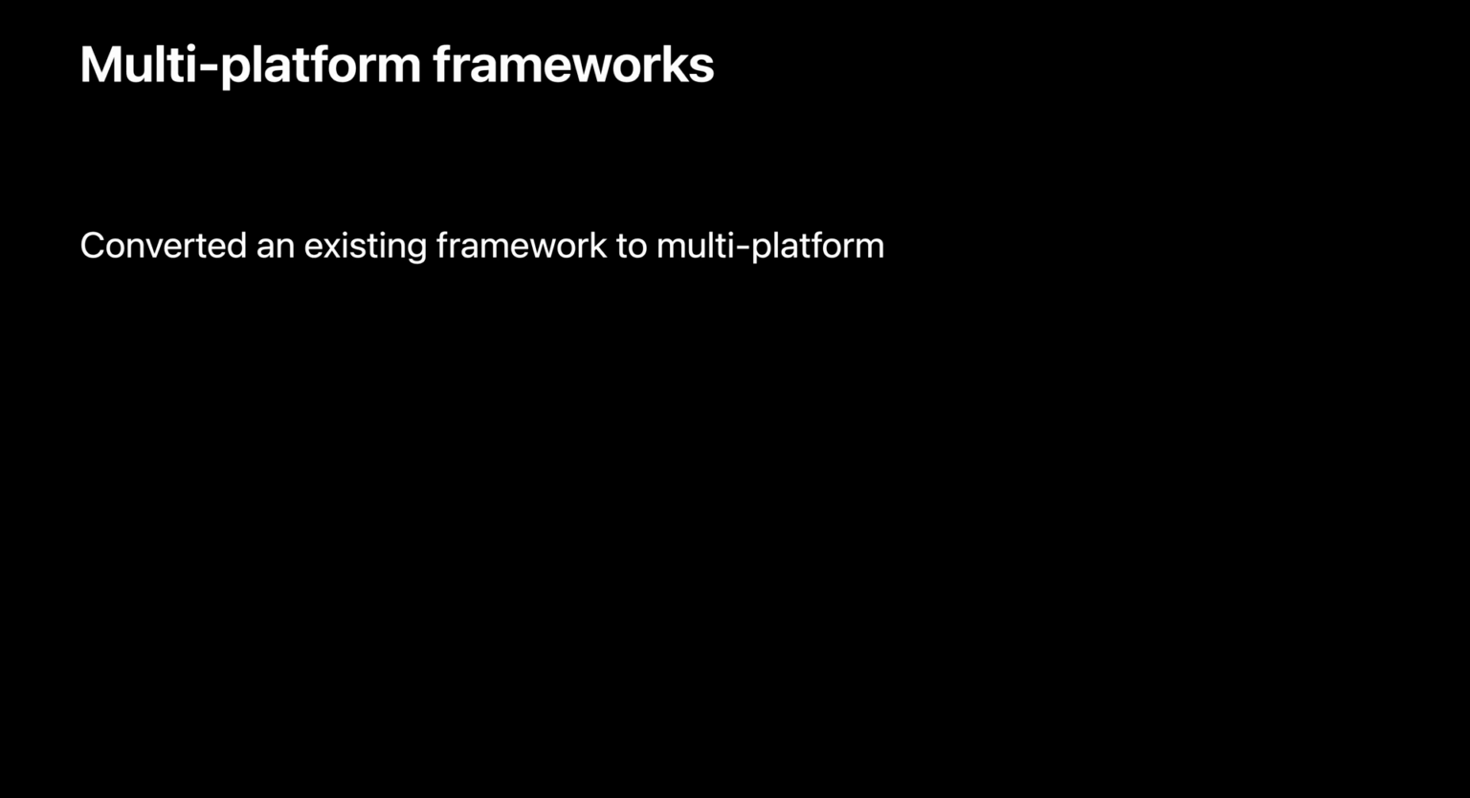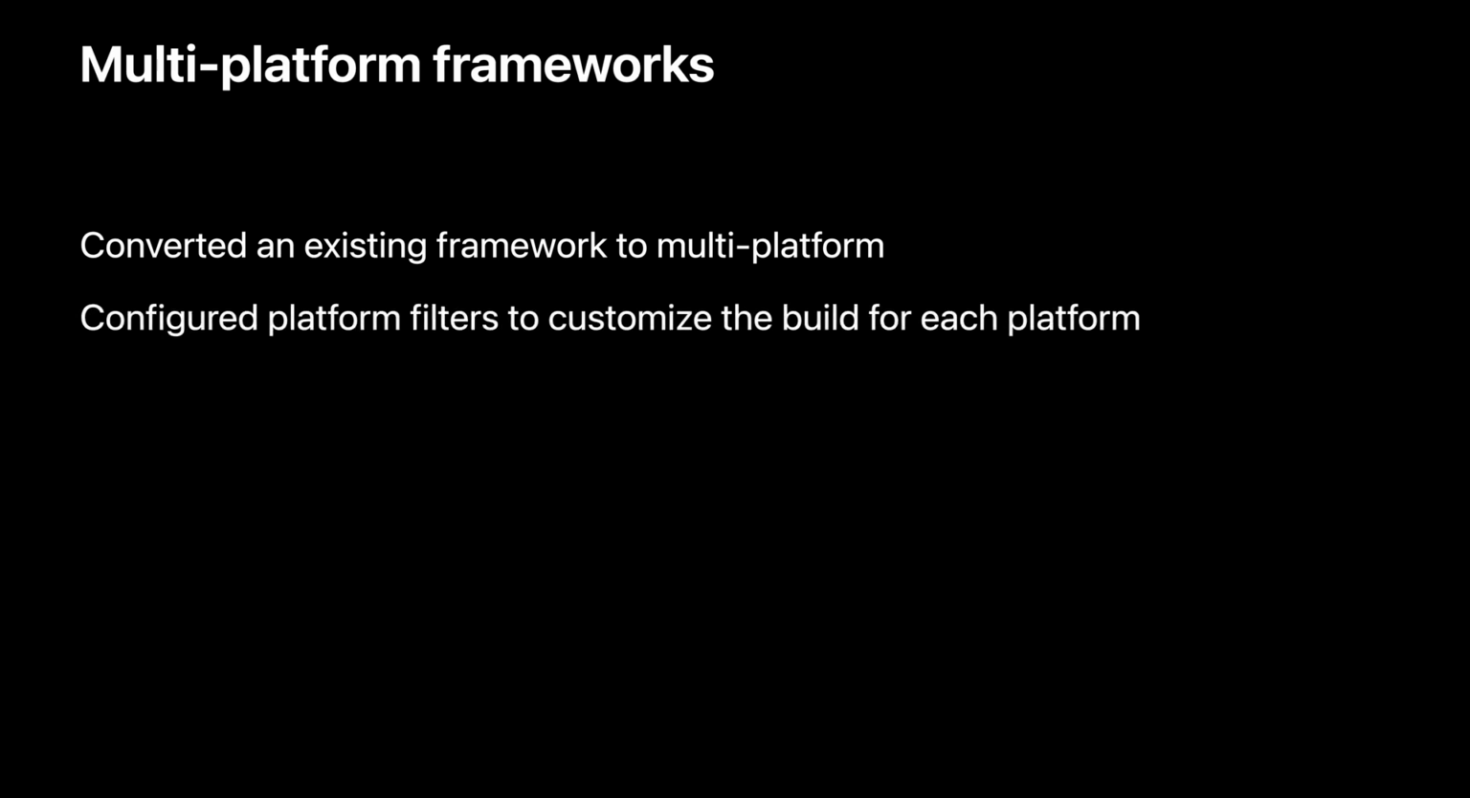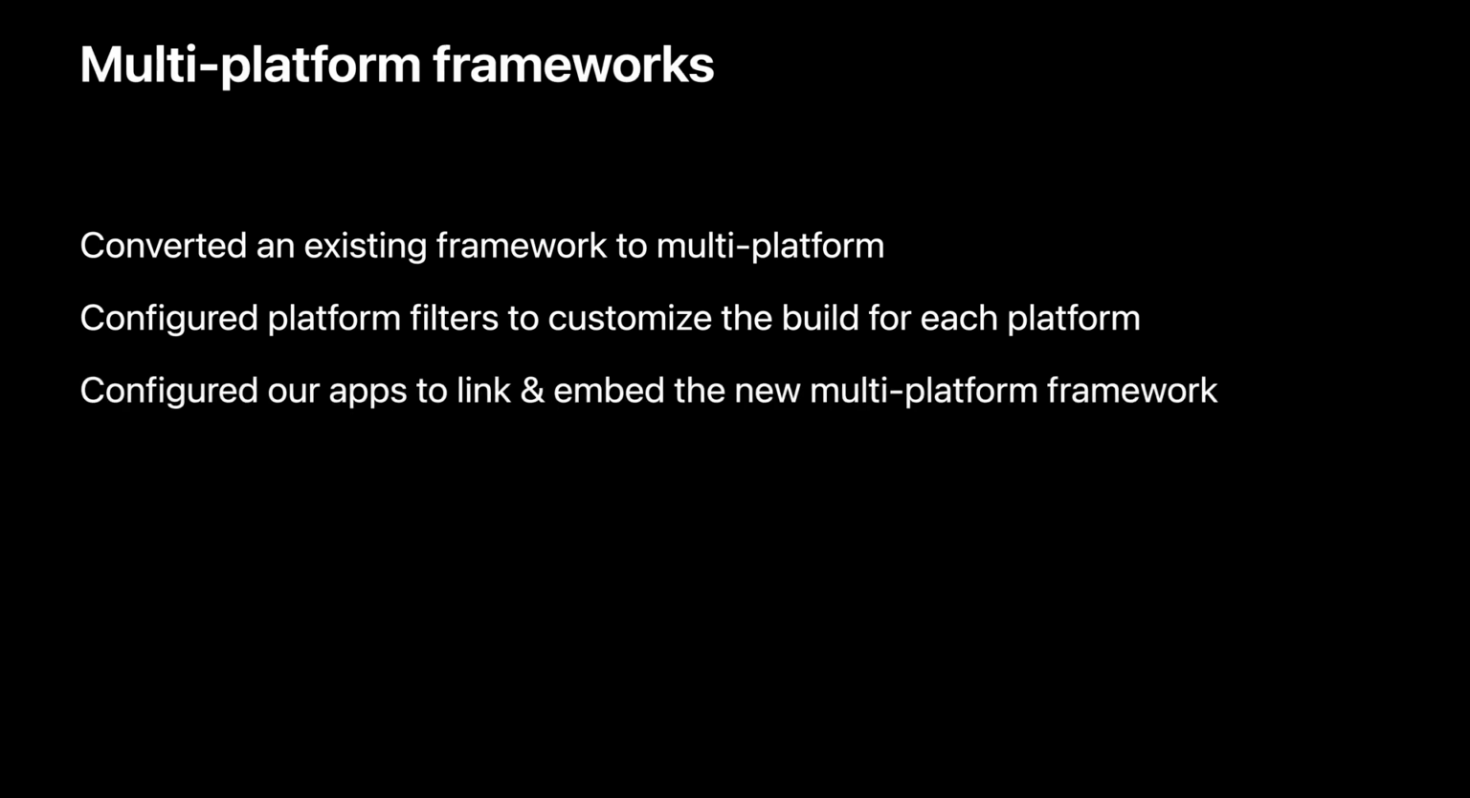To summarize, we took our macOS framework target and enabled it to build for iOS and watchOS. We customized that framework with a platform filter for our macOS-only source file. And finally, we configured our app targets to link and embed the new single multi-platform framework target. And that's multi-platform targets in Xcode. Now back to Jake, who's going to dive deeper into project configuration.